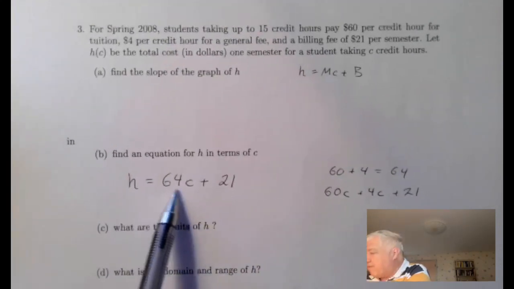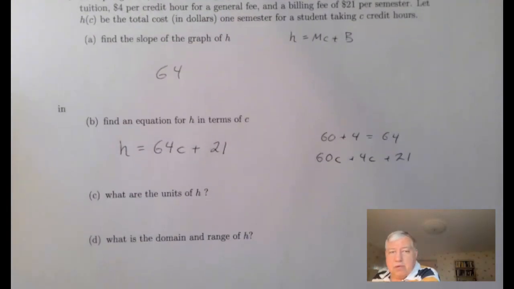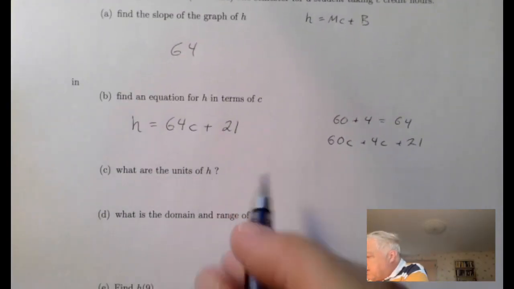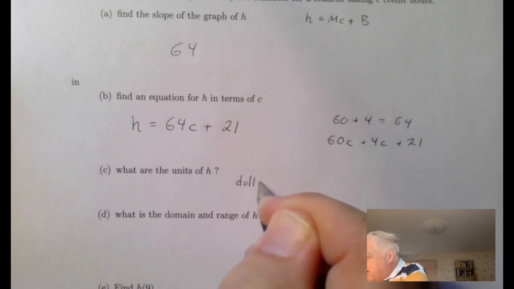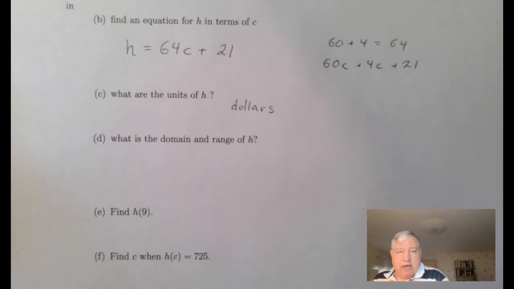And then the slope we can see is 64. So the slope is 64. The units of H, well, H is the cost, so the units will just be dollars. Okay. Now, part D asks, what is the domain and range of H?